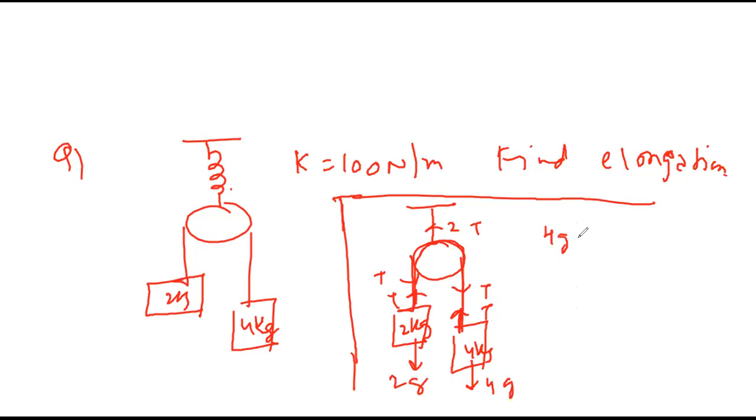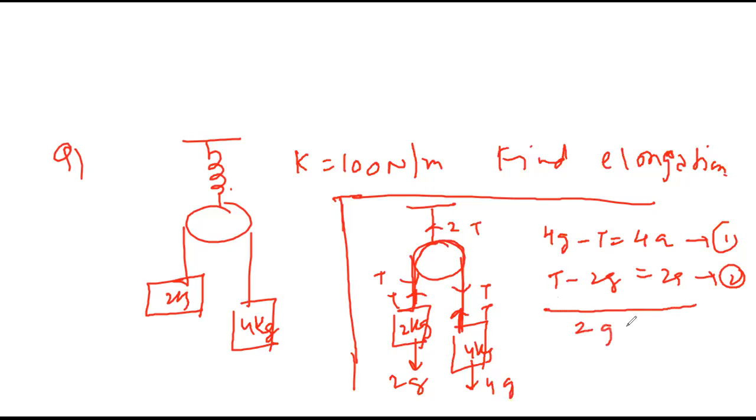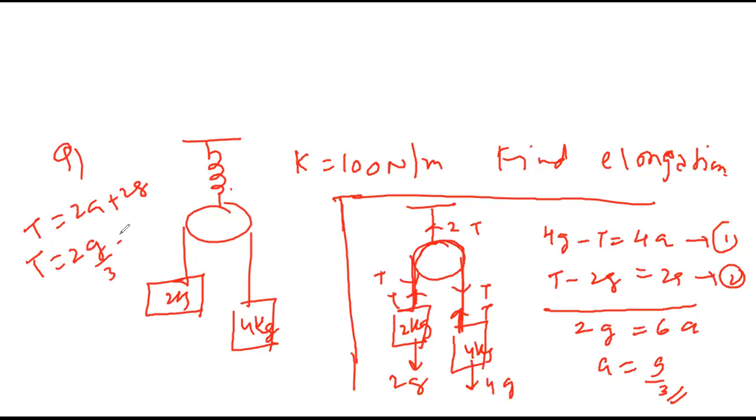So 4G minus T is 4A, and T minus 2G is 2A. Again if I add, this will be 2G equal to 6A. So A will become G by 3. So T will be 2A plus 2G, that is 2G by 3 plus 2G, which is 8G by 3.